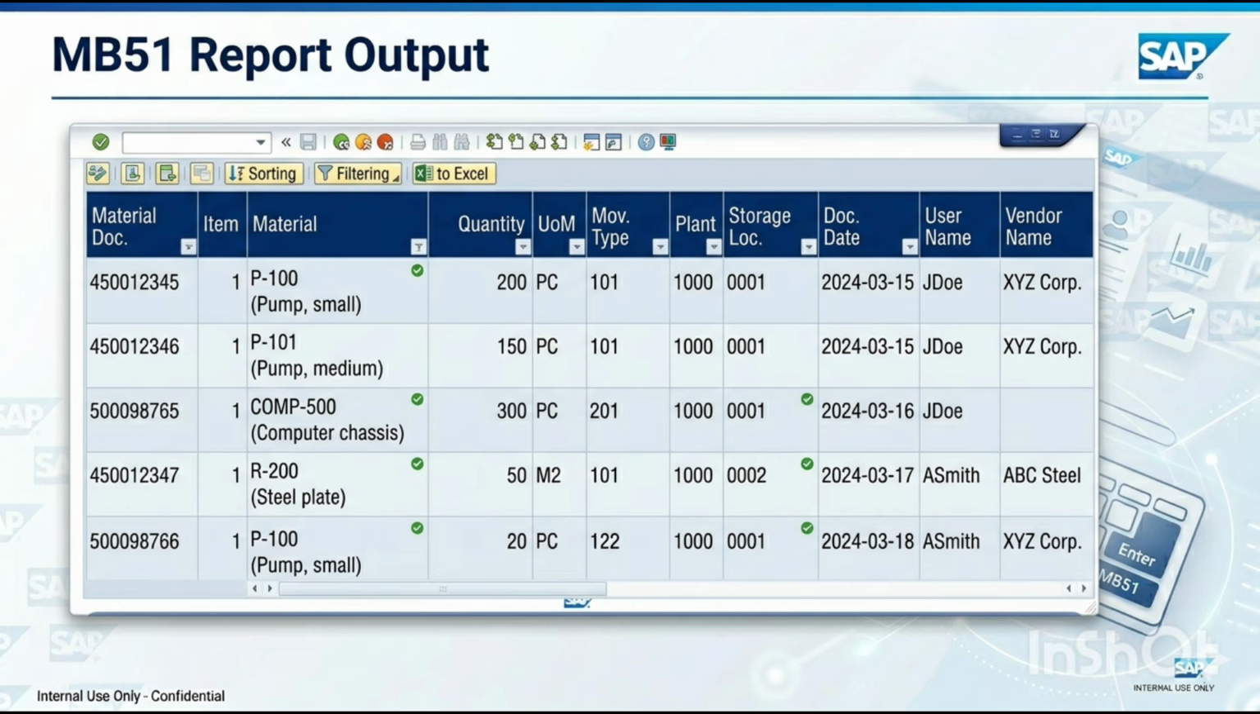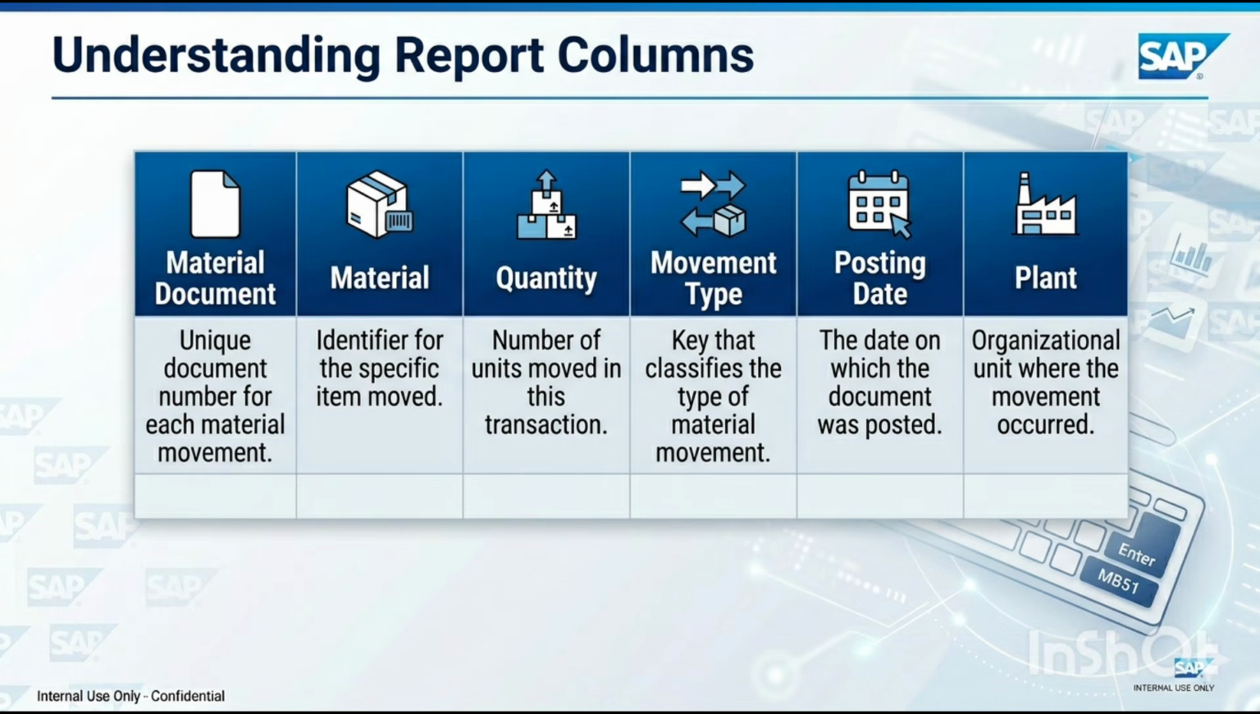The screen is very flexible. You can see hundreds of movements at once, making it easy to analyze trends. The beauty of this report is that it gives you a complete chronological view of every goods movement for the selected materials. So in this picture, you can see the material document numbers in the first column, then the material, quantity, UOM, movement type, plant, storage location, etc. So let's understand the main columns in the report.